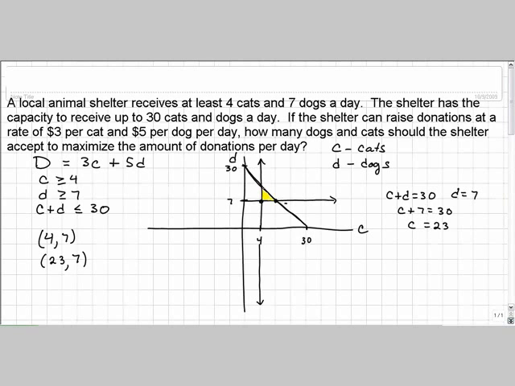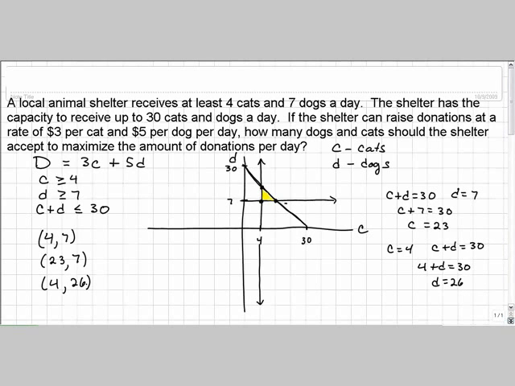And then finally, this vertex here will be where the line C equals 4 intersects the line C plus D equals 30. So if C is equal to 4, then 4 plus D is equal to 30, and therefore D is equal to 26. So our other vertex is 4, 26.